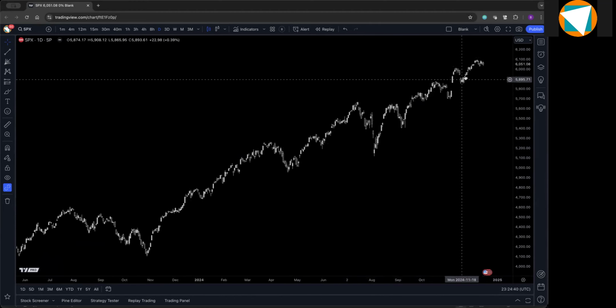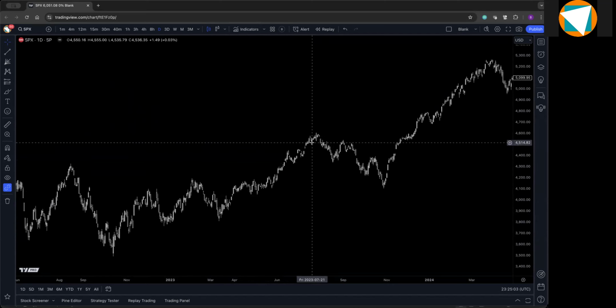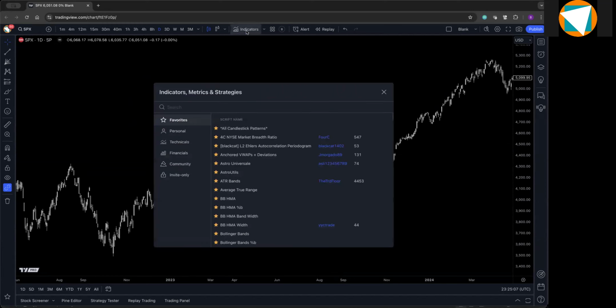So this, I think, is one of the things that makes the Square of 9 so accurate, and I'll share a bunch of examples as we work through these. It's how the Square of 9 models the way that price tends to move in increasingly longer waves. So let's add it here.